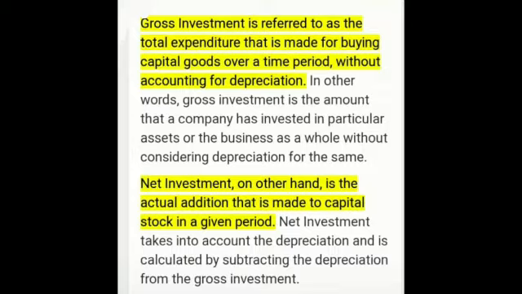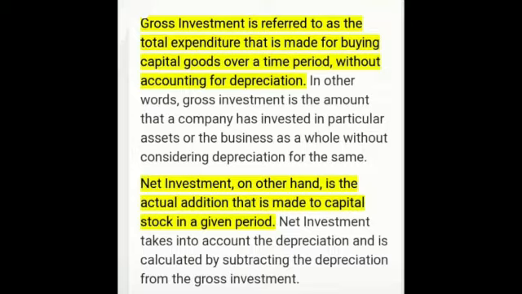But net investment is the actual addition that is made to the capital stock in a given period. Net investment takes into account the depreciation and is calculated by subtracting the depreciation from gross investment. So we will get the net investment by deducting the depreciation from gross investment.